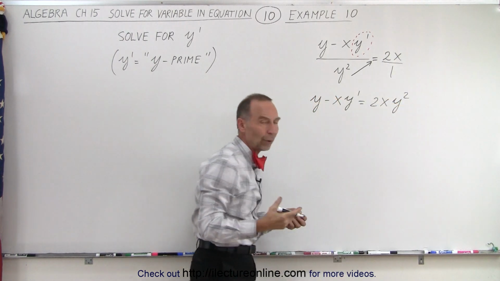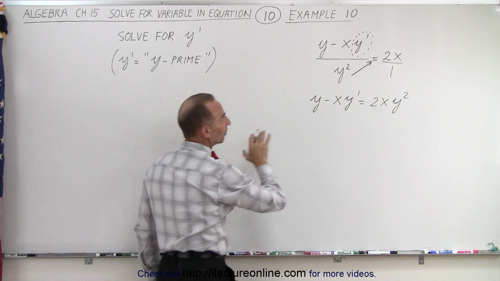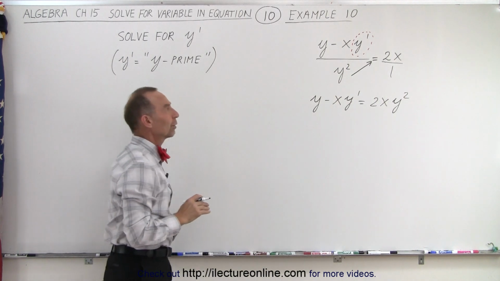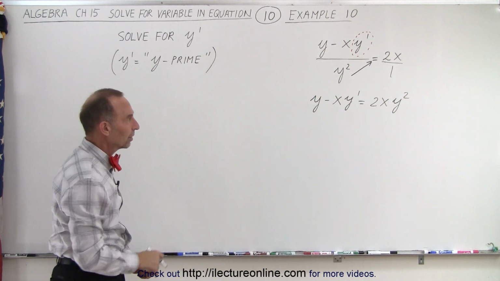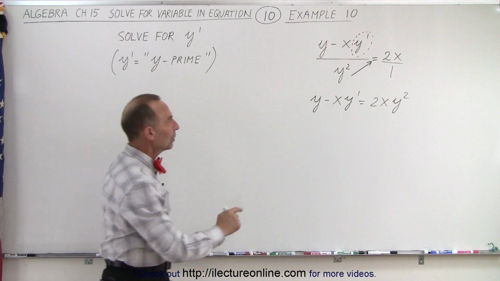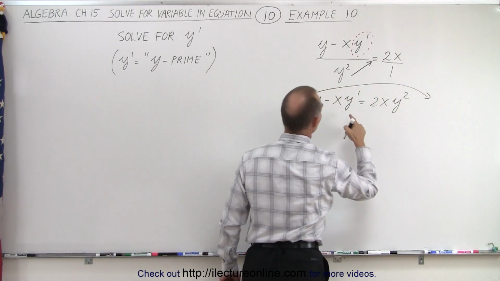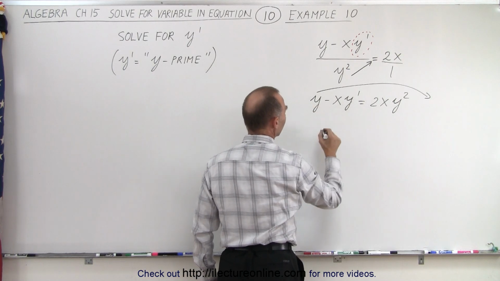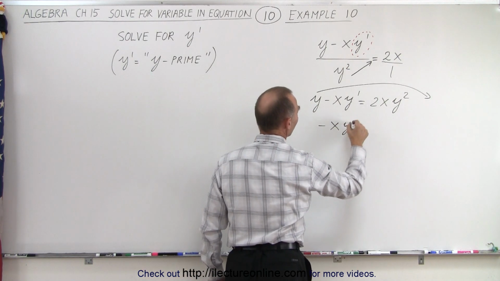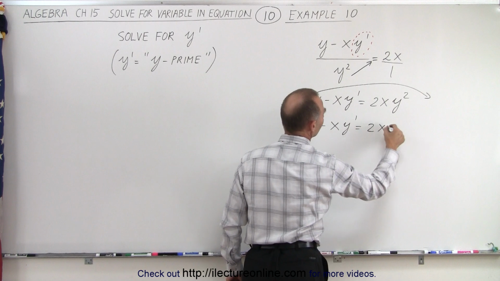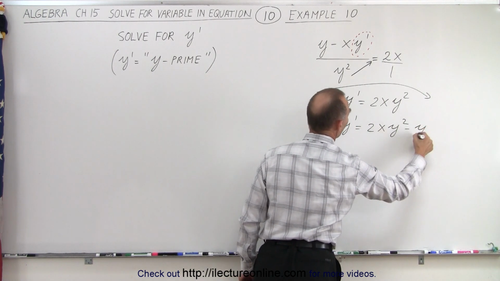Of course, we don't have to write over 1. And notice that's accomplished by simply moving the y squared over to the right side across the diagonal like that. Then the next thing we need to do is get rid of this term right here. So we're going to move this term to the right side. When I cross the equal sign, it becomes negative. So minus x y prime is equal to 2x y squared minus y.